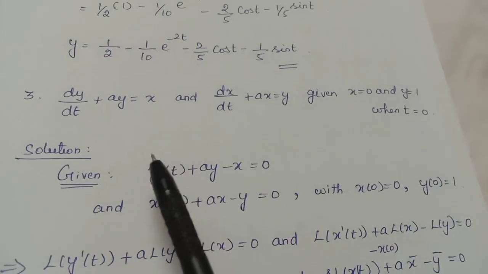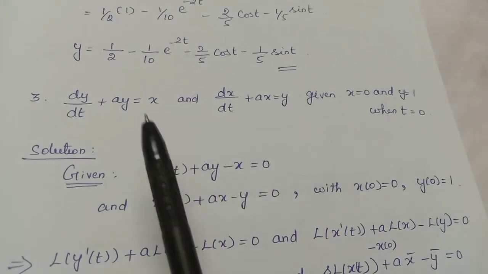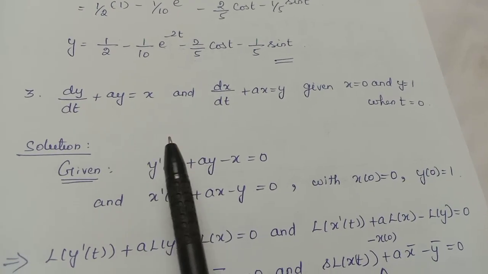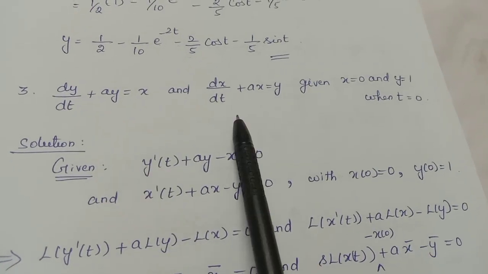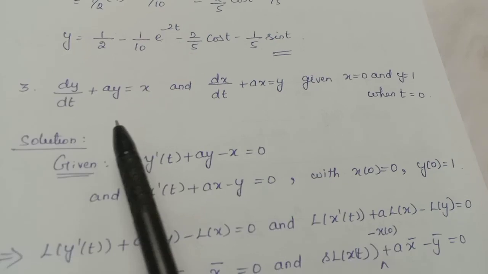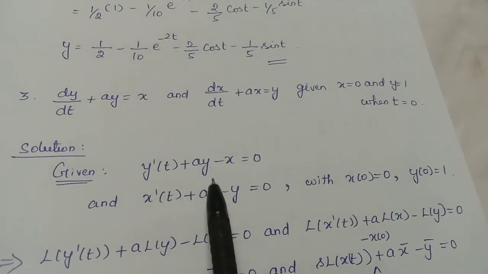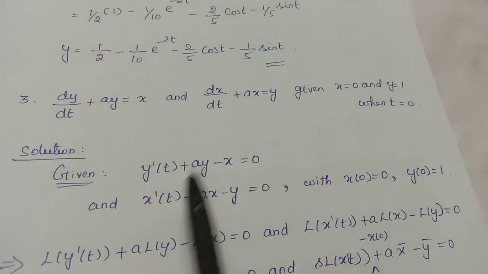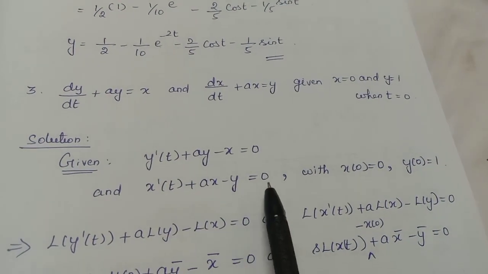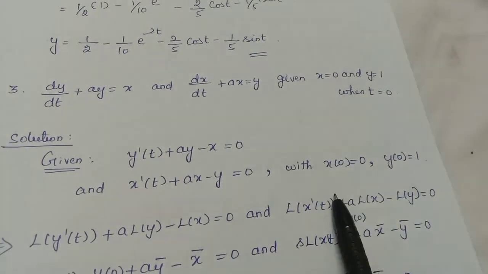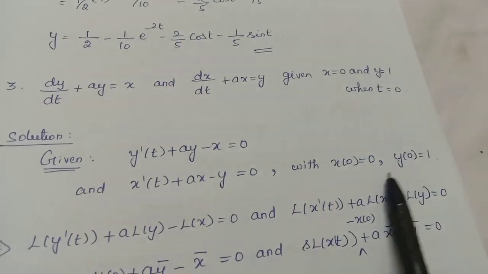Okay, right. Now the procedure is the same as before, the previous problem. No change in the procedure, but the given equation is somehow different from the previous equation. Now take the given two equations. So this is y dash of t plus ay minus x equal to 0. This is x dash of t plus ax minus y equal to 0. With x of 0 equal to 0 and y of 0 given to be 1.